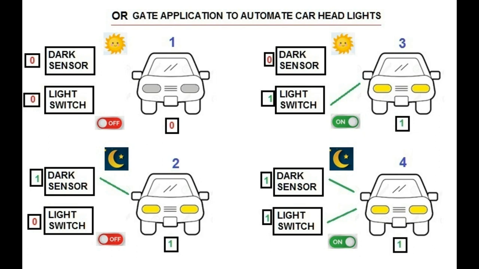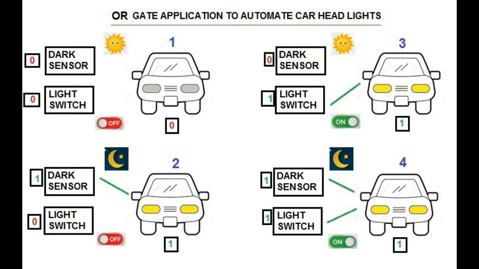In image 1, lights are off as the dark sensor is off during daytime and the switch is also off. In image 2, the dark sensor is on as it's night but the switch is off, still lights are on. In image 3, the switch is on but the dark sensor is off due to daytime. Again lights go on. In image 4, since the dark sensor is on during night and the switch is also on, the headlights get switched on.